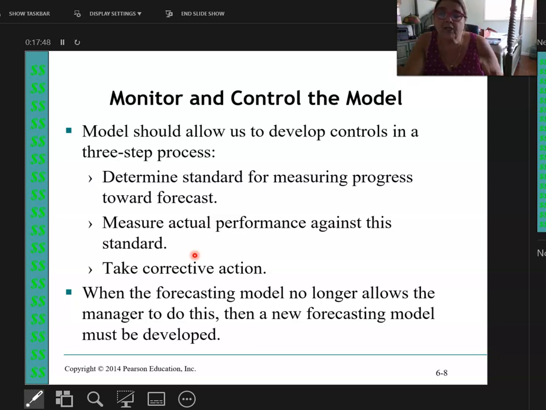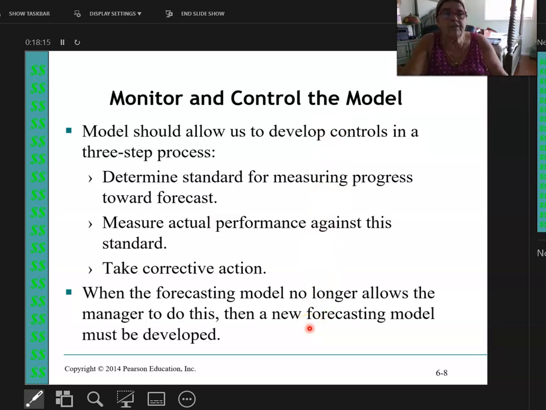When I measure that actual performance to the standard, that's called the variance. How far off am I, positive or negative? And when I have a variance, I'm going to take corrective action. So this is what I call benchmarking. Other than picking the correct model, this is one of the most important steps here: the benchmarking, or the monitoring.